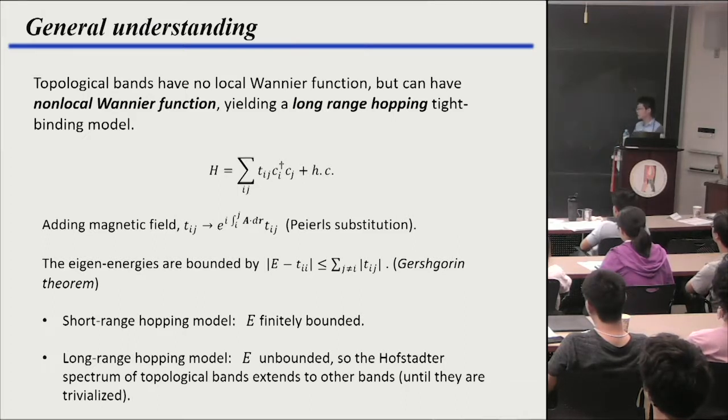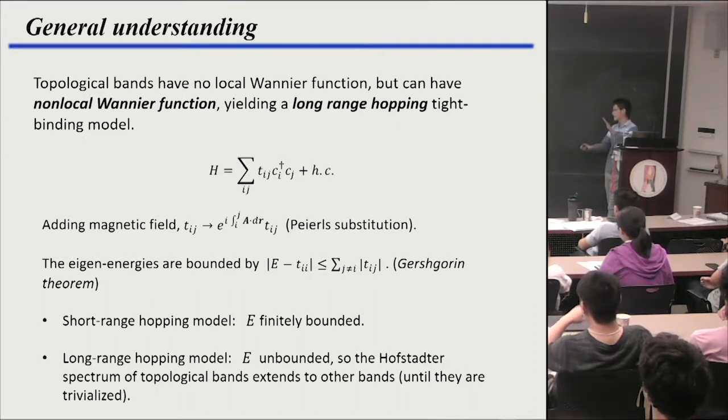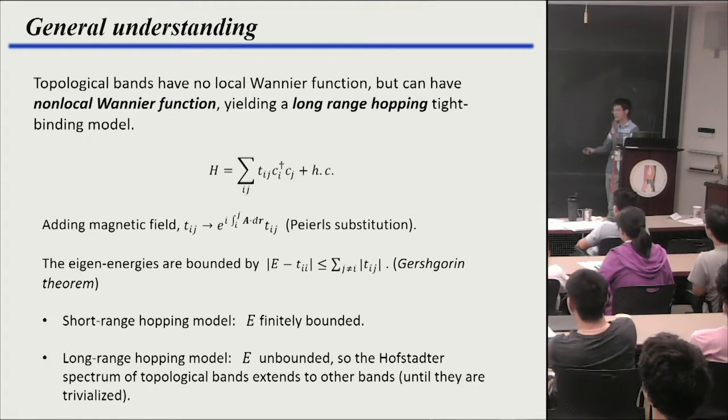But if you have a topological band, in principle, if you insist on writing such a model, you will need an infinite number of hoppings, basically not decaying very fast. So the summation of all these hoppings usually diverges, and you don't have this bound. In this case, you will see that the Hofstadter butterfly is energetically unbounded. It will just go away.